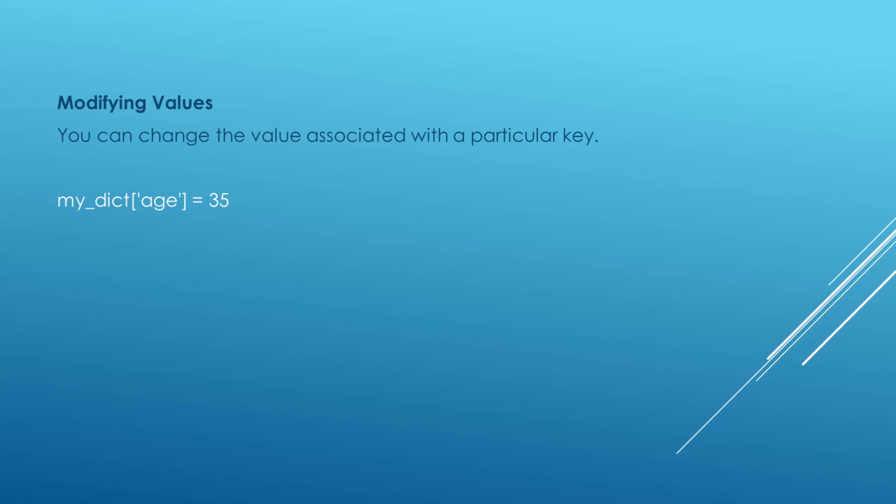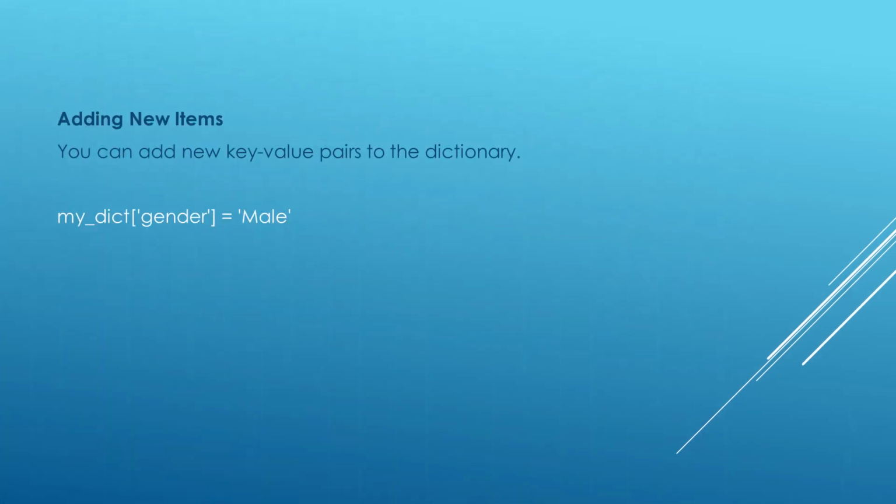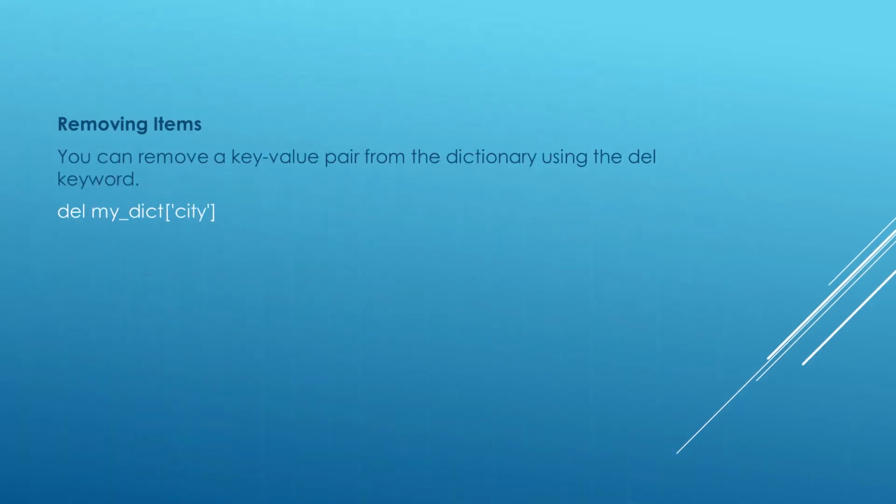Dictionary methods. Python dictionaries provide several methods to manipulate and access their elements, such as keys, values, items, get, pop, popitem, clear, update, etc. These methods allow you to perform various operations on dictionaries efficiently. Iterating over a dictionary. You can iterate over the keys, values, or key-value pairs of a dictionary using loops or comprehension.